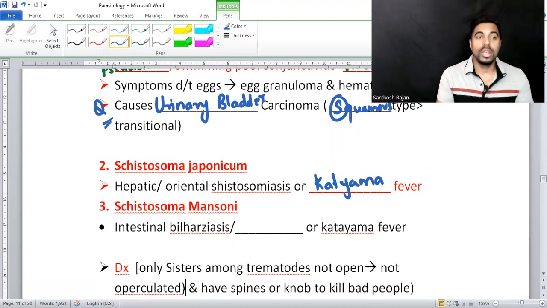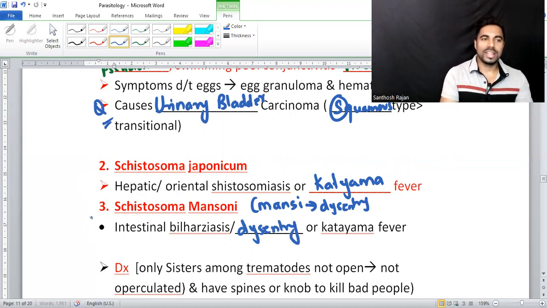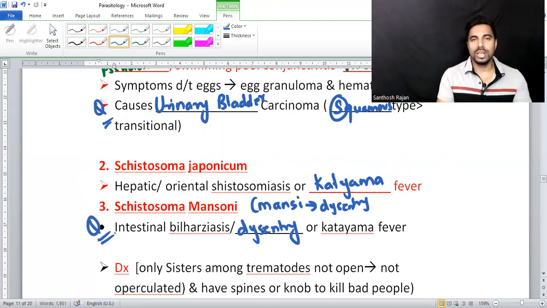Now, Schistosoma mansoni. Remember, mansoni is the only one. In Schistosoma, only mansoni has dysentery. So which of the Schistosoma causes dysentery? Mansoni. So it causes dysentery, remember, okay. In parasites, Schistosoma mansoni causes dysentery.